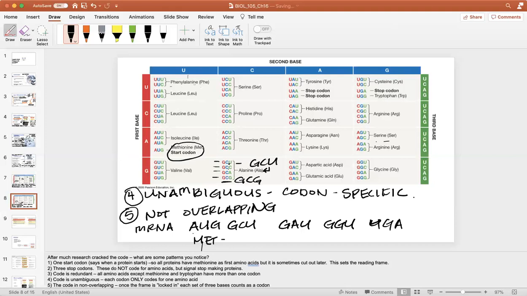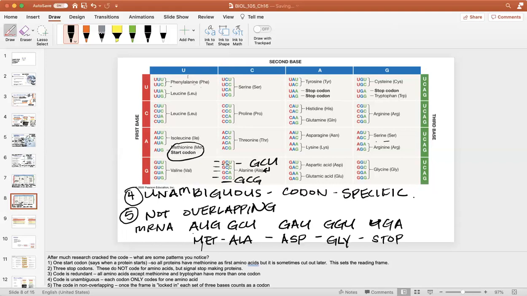GCU is right here. It codes for alanine, which I think is abbreviated ALA. GAU codes for aspartic acid, which is ASP. You don't have to memorize these. If I ever ask you to do this, I will give you a chart. GGU codes for something called glycine. And UGA is a stop.